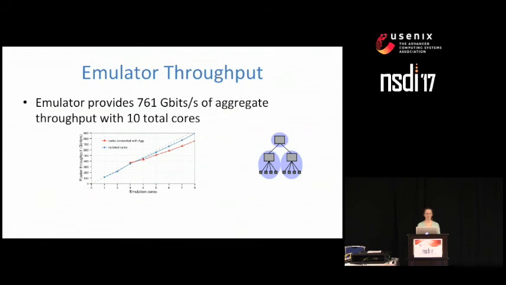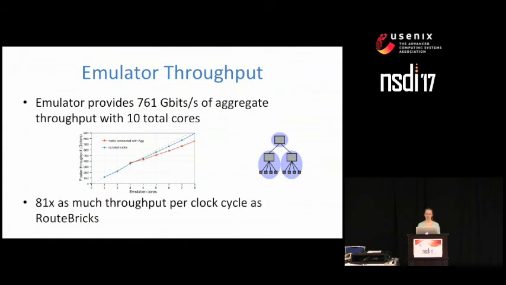The Flexplane emulator significantly outperforms software routers in terms of throughput. For example, the RouteBricks software router provides 35 gigabits per second of total throughput with 32 cores. If we compare throughput per clock cycle to normalize for differences in number of cores used and differences in clock frequencies, we see that the Flexplane emulator achieves 81 times as much throughput per clock cycle as RouteBricks.